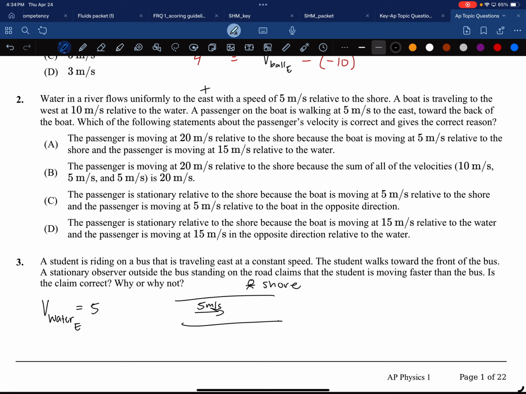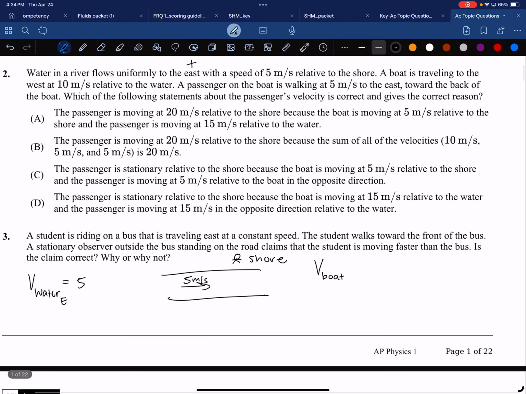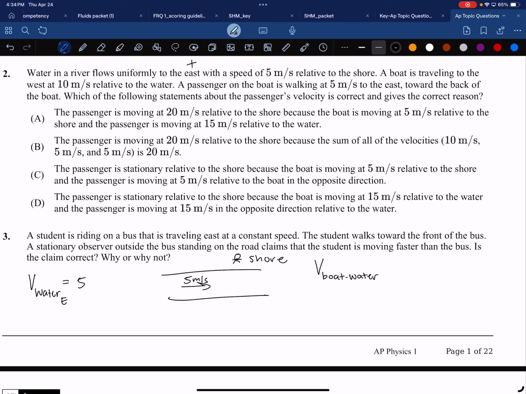A boat is traveling west at 10 meters per second relative to the water. So what I can set up is my velocity equation of the boat, because they give us a velocity of the boat relative to the water. Therefore, that's going to be equal to the velocity of the boat relative to the shore or the earth, minus the velocity of the water relative to E for earth, okay?